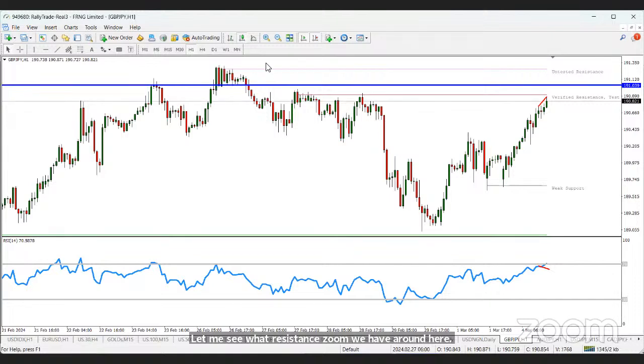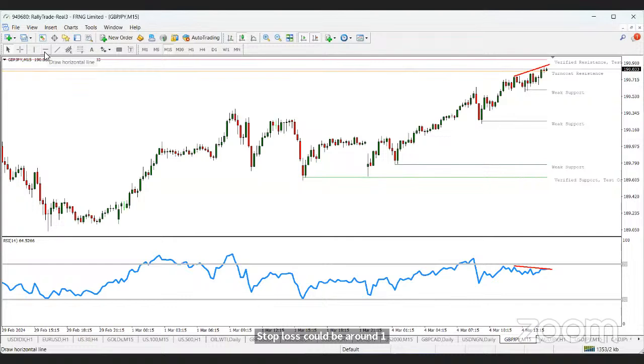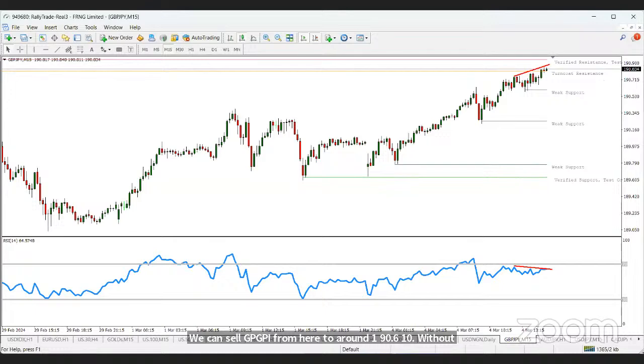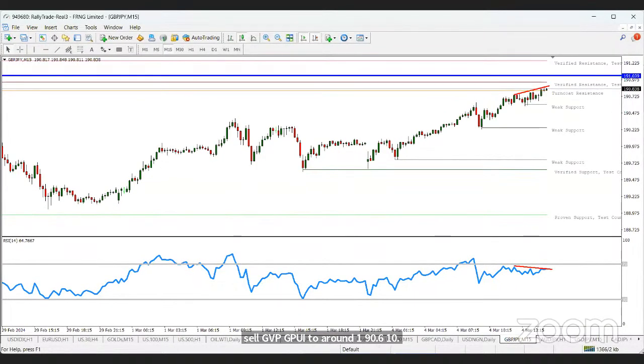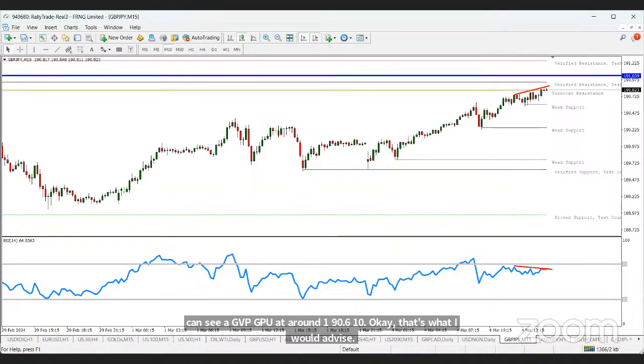Stop loss could be around 191.030. We can sell GBP JPY from here to around 190.610. Okay, that's what I would advise if you're trading GBP JPY.